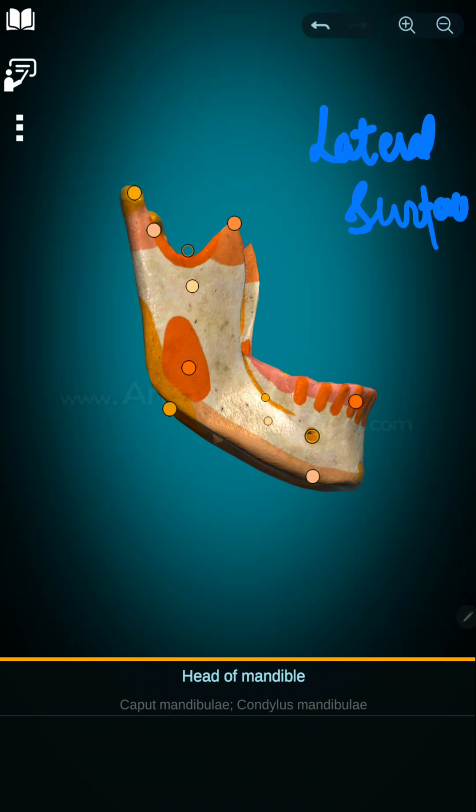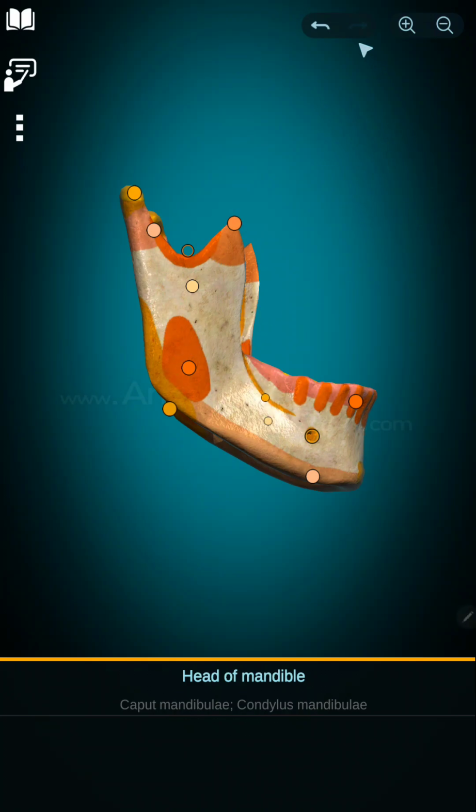Lateral surface is a flat surface. Okay? It is a flat surface and it bears a number of oblique ridges. Oblique ridges are found here, right? And the medial surface represents the following features. Mandibular foramen is present in this medial surface.